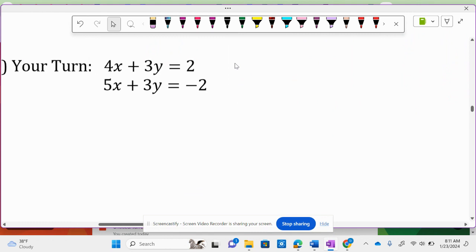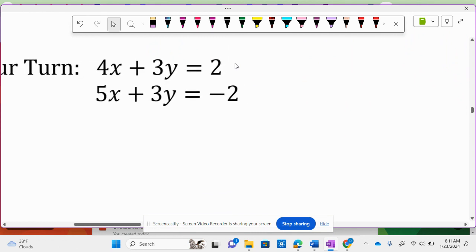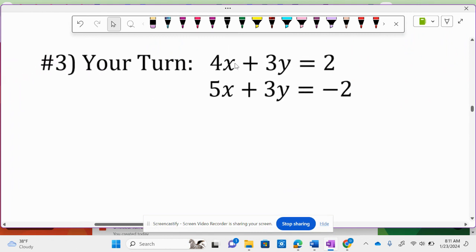Okay, let's look at our next example, example number 3. So first thing we want to check is that they're in standard form. X's are stacked up over X's, Y's are stacked up over Y's, constants are over constants. Do we have opposite coefficients?